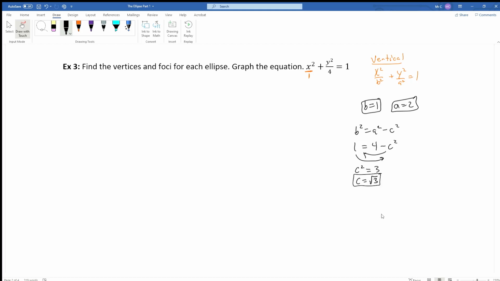And now we can go ahead and plot this. So this is vertical, so my a is going to go out from my center at 0, 0. I'm going to go up a distance of 2. That'll be one vertex, and down 2. That'll be the other vertex. Since b is 1, on my minor axis, I'm going to go out 1 in each direction.